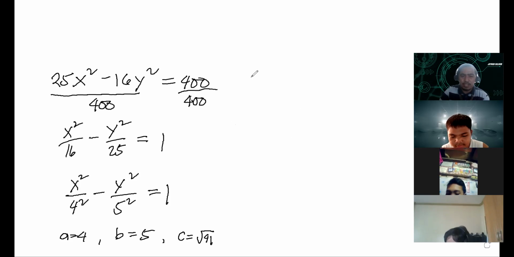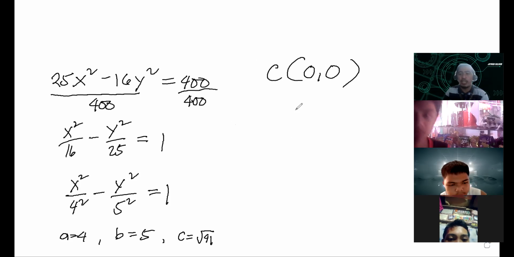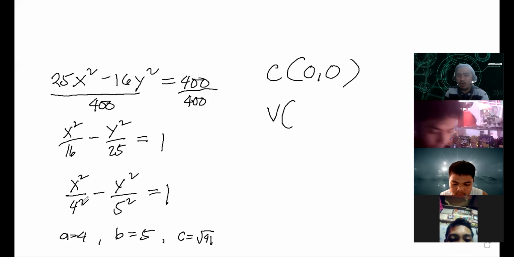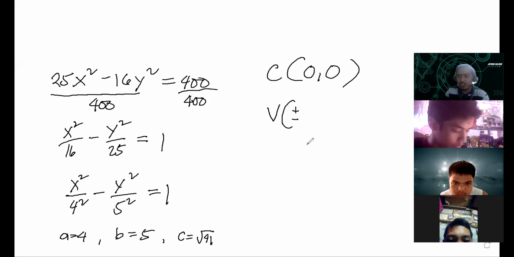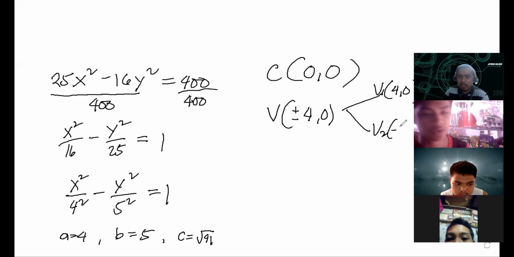Okay, so if we will now graph, let us determine the parts. Let us have the center. Who can give me the center? 0, 0, the origin. How about the vertices? Along X, so it should be plus or minus 4, that is a, right? 4. Very good. So the two vertices that you have are (4, 0) and (negative 4, 0).